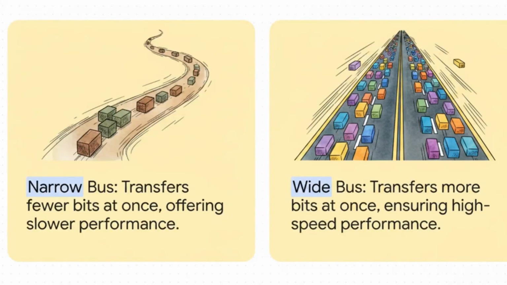The capacity of these pathways really just comes down to their width. Think of it exactly like lanes on a highway. A narrow data bus is like a 1-lane country road. Fewer bits travel at once, creating massive traffic jams and slower performance. A wide data bus, on the other hand, is a massive 8-lane superhighway, ensuring a huge flow of information. Honestly, this is the hidden secret of why a more expensive, high-end computer feels so incredibly fast and snappy compared to a budget model. It literally just has wider roads.